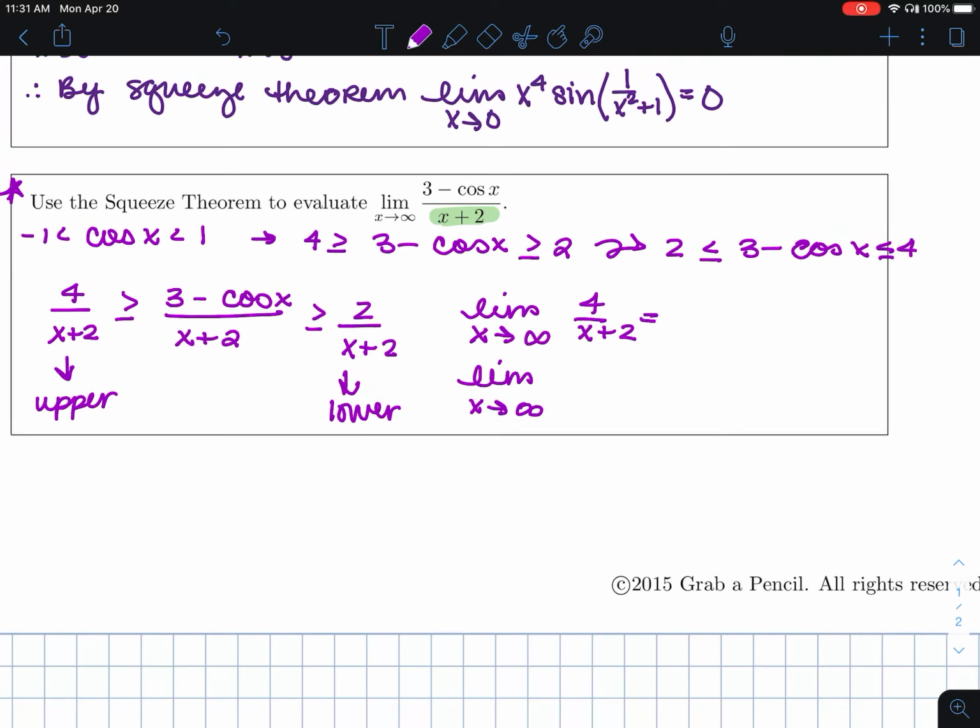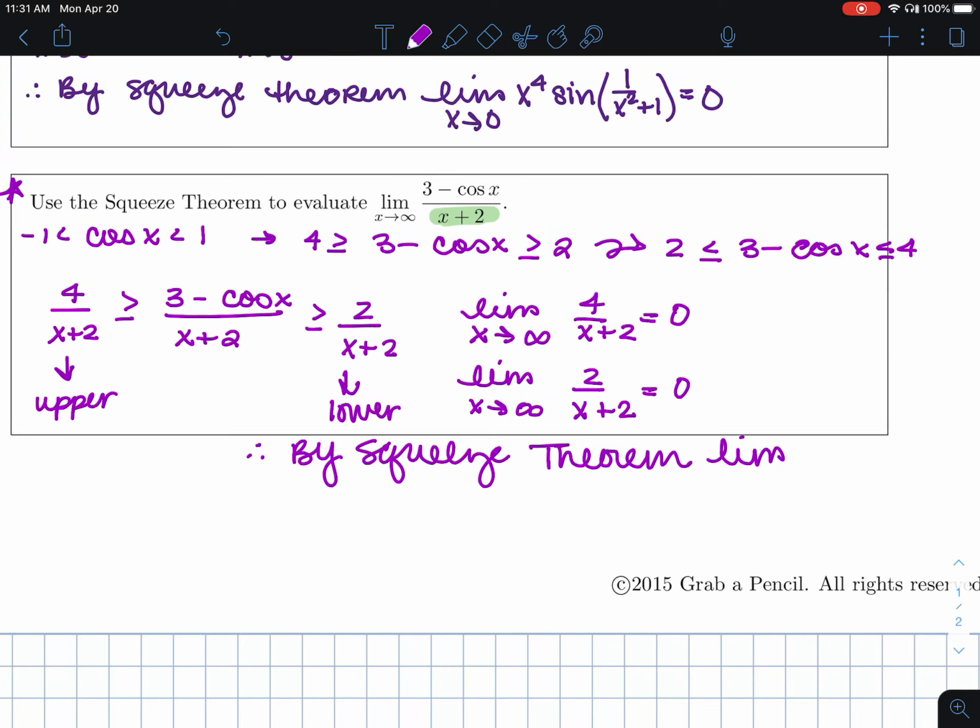because the numerator degree is less than the denominator degree. And so these are rational functions. We're going to approach 0 on both sides. Therefore, by squeeze theorem, the limit as x approaches infinity of 3 minus cosine of x over x plus 2 equals 0.